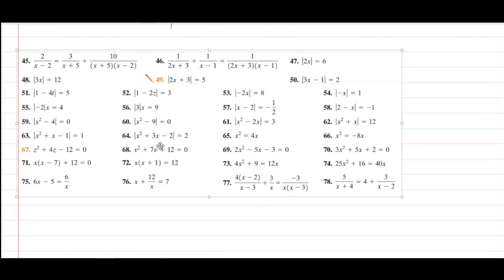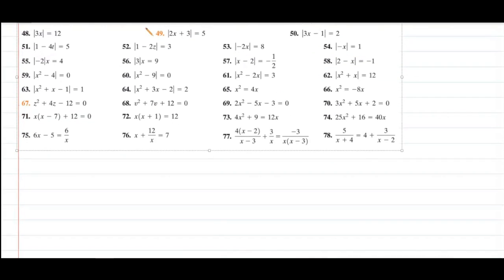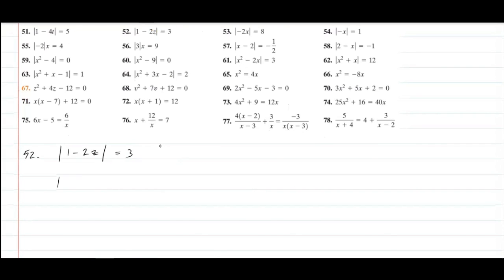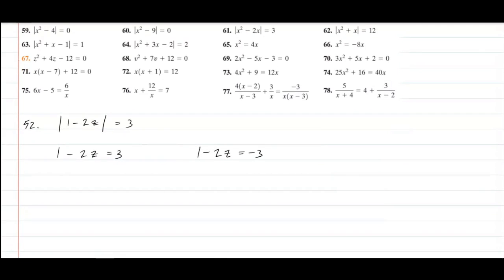Okay, now we're going to continue with absolute values because that can get a little bit tricky for students. So let's take a look at number 52. Number 52 says that you've got the absolute value of 1 minus 2z is equal to 3. Once again, same exact idea. What we're saying is either 1 minus 2z is actually equal to 3, or 1 minus 2z could have been equal to negative 3, but the absolute value of negative 3 is still positive 3, right?